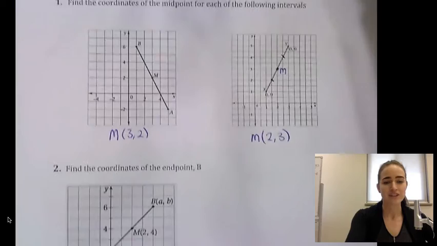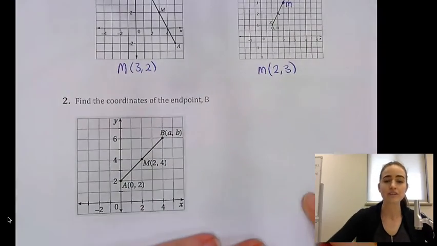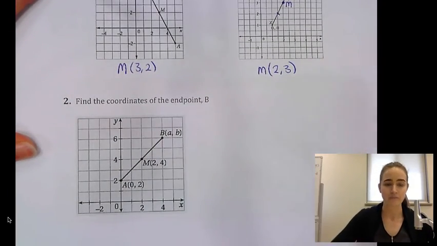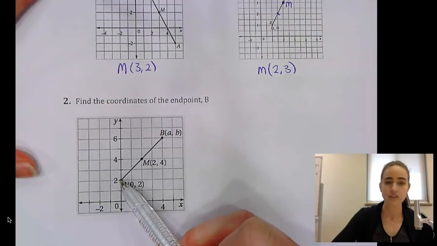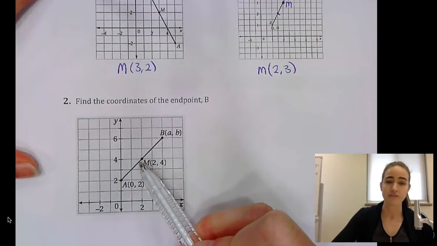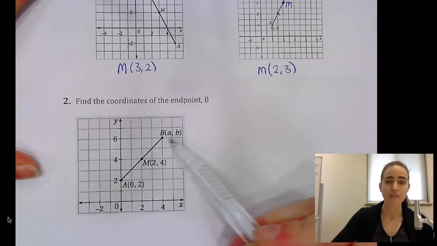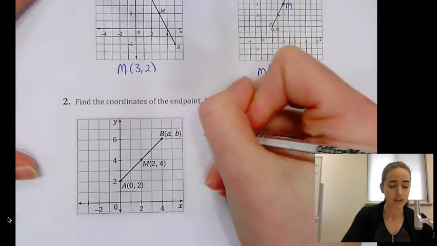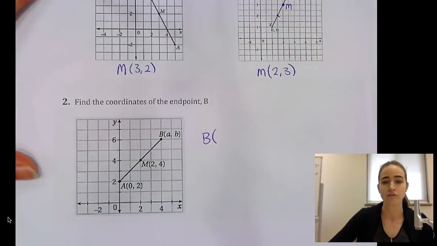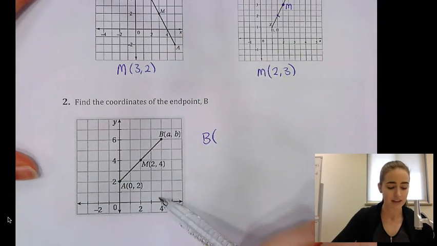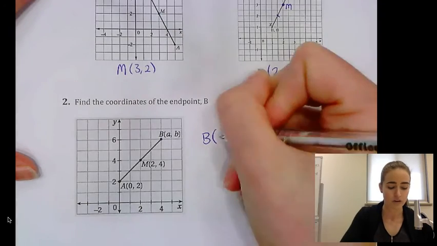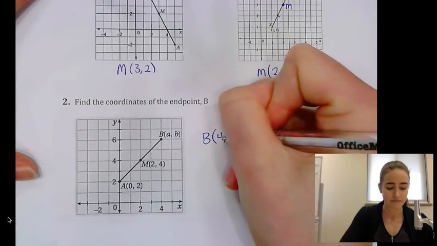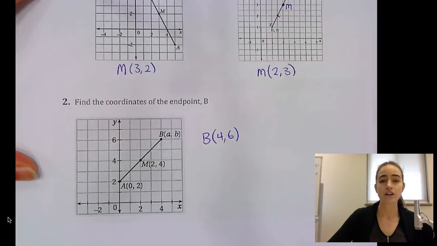All right, one last question. It asks us to find the coordinates of the end point B. So in this question, we're given the coordinates of A, we're given the coordinates of the midpoint, but we don't have that end point there. So again, when we're given a diagram, we can just read the coordinates off there. So that point B has an x coordinate of 4 and a y coordinate of 6. Right, so it's an introduction to the midpoint.